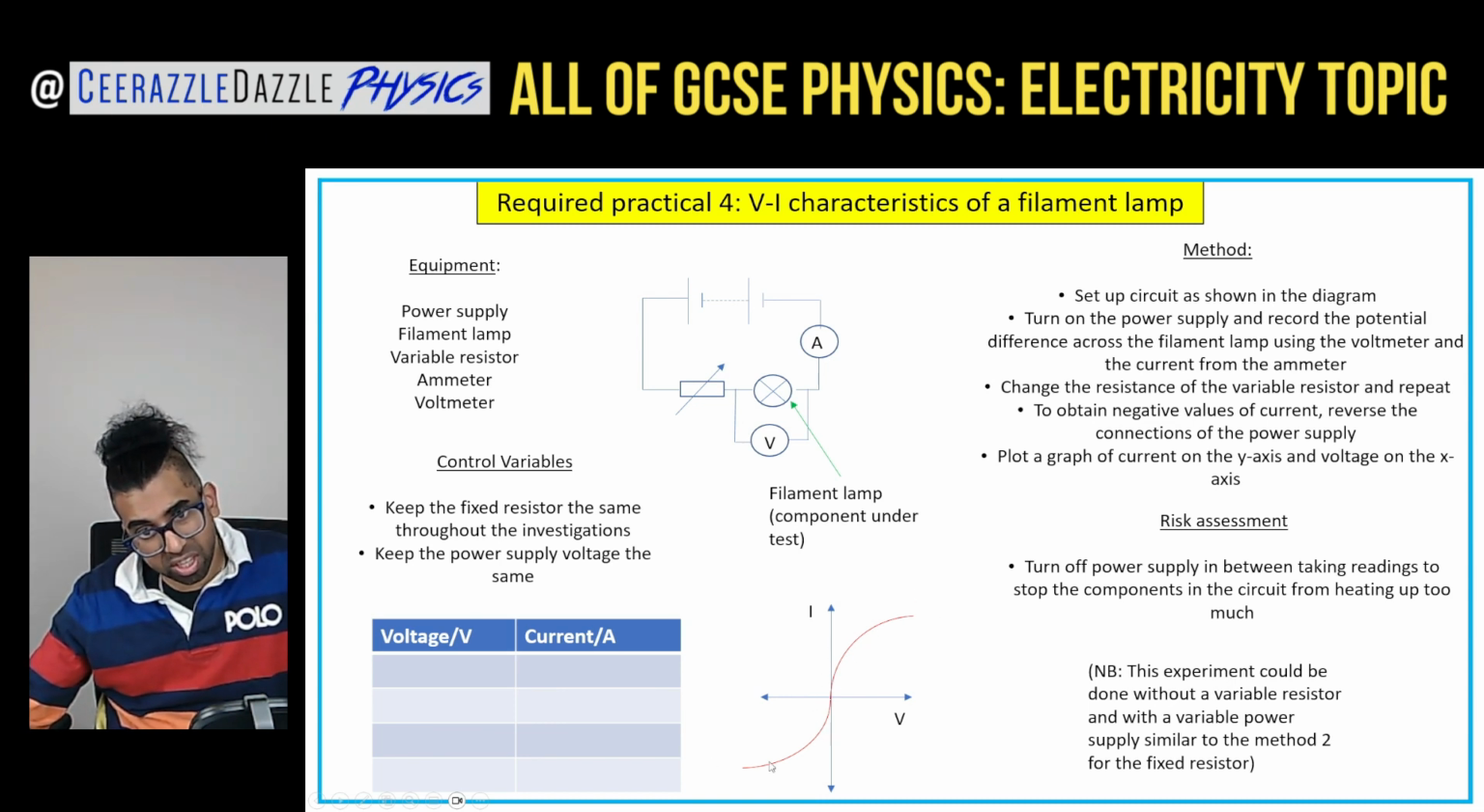The reason why you get this S shape is because the lamp starts to heat up the more and more current you pass through it. As the lamp starts to heat up, the resistance increases. If there's a resistance increase, the current obviously has to stop increasing. Not decrease, but stop increasing over here. So the reason why the current starts to level off is because the resistance is increasing. Make sure you can recognize that the filament lamp results in this S shape over here.